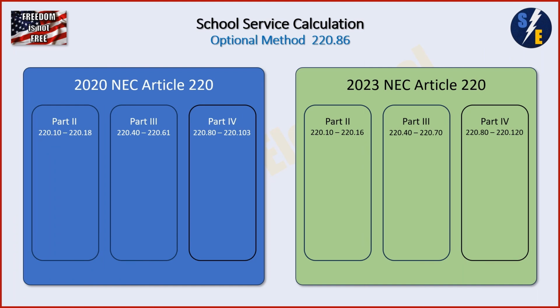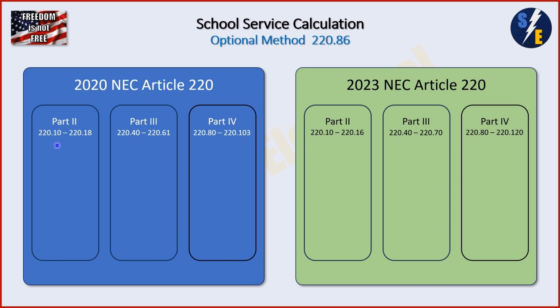Okay, before we get into the actual calculation, I've got to talk to you a little bit at first about a change that happened in 2023 that affects this calculation, this optional method for school. As you can see here, there are parts 2, 3, and 4 in Article 220 that we are dealing with. And you can see some of the changes that they made were just in the code sections themselves, and they've rearranged some numbers and shifted some stuff around, and that has affected this calculation.